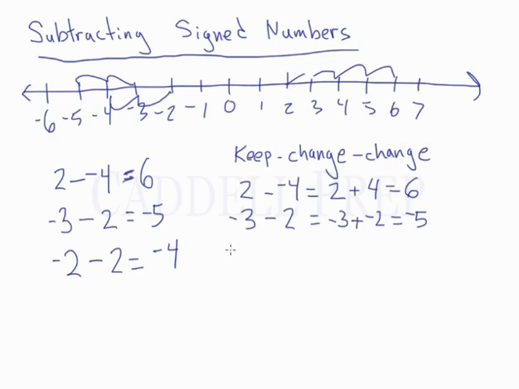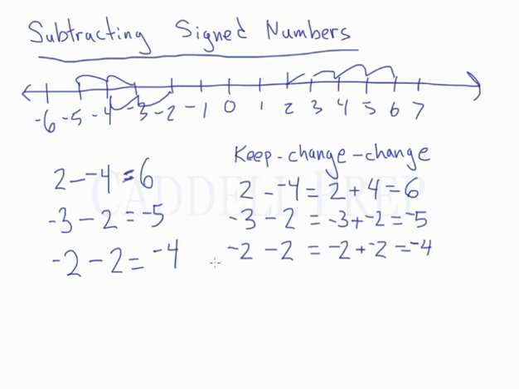Okay, let's try this one. We had -2 minus 2. So again, we're going to keep, change, change. We keep the -2. Change the minus to a plus. And we change the +2 to a -2. Okay, rules for adding. Signs are the same. Add them together. Keep the same sign. -4.